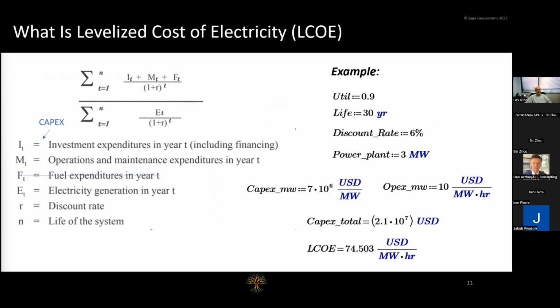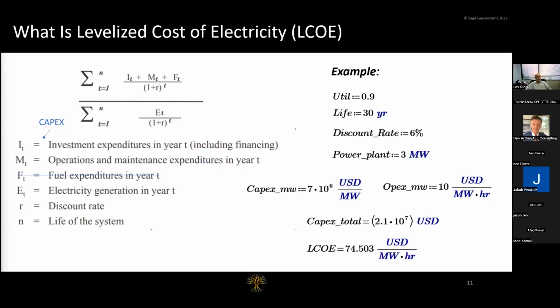But we're doing it not because we actually want money. And the measure of how efficient your system is, how you can compare different systems, is called levelized cost of electricity. It's actually the cost to operate your system. And if you look at the definition, it's very simple. It includes capex and opex, and then you need to take net present value.